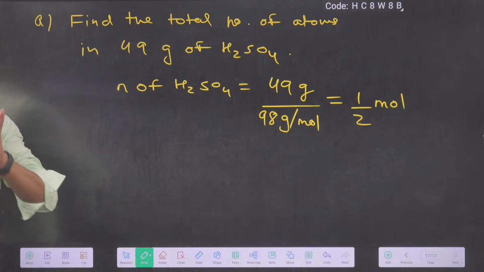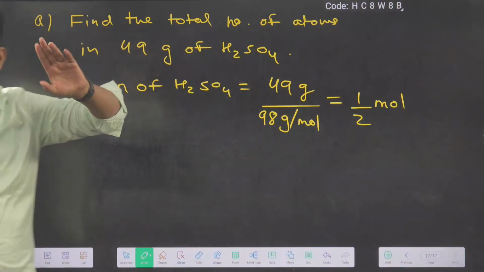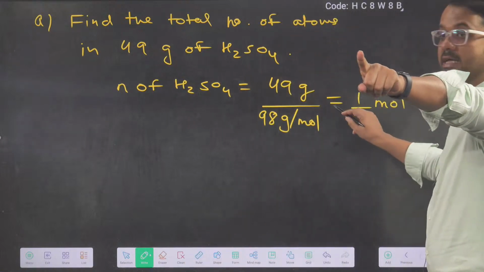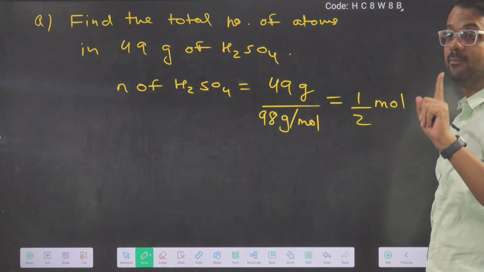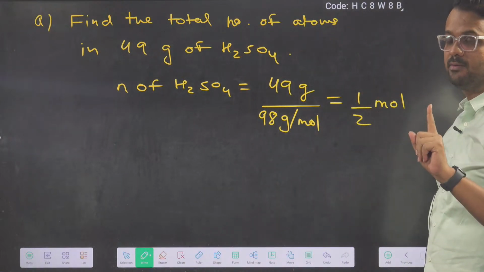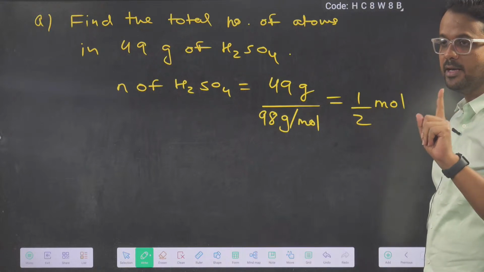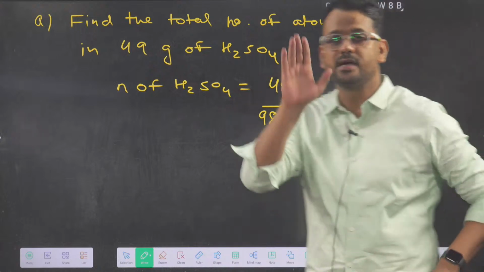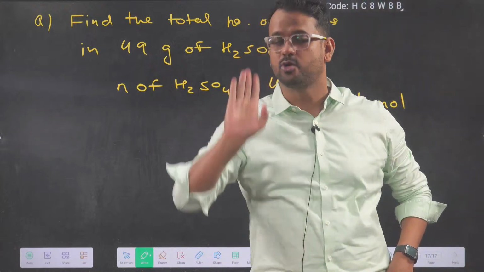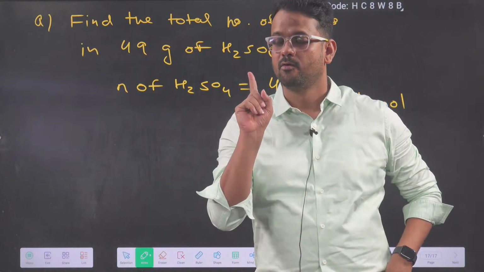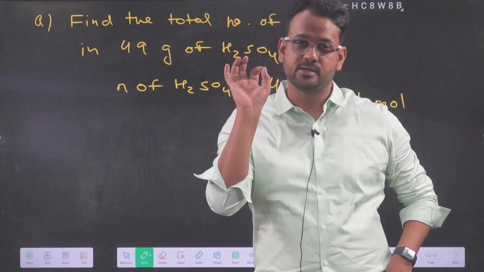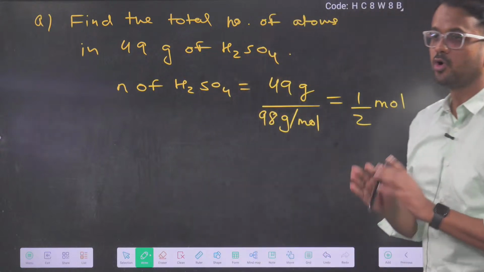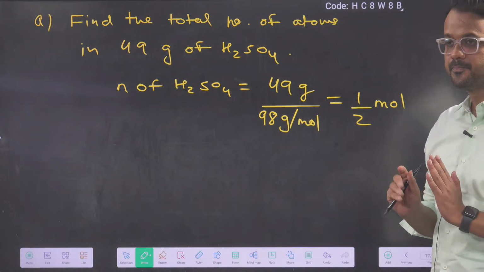Now listen to me carefully. So 49 gram of sulfuric acid is half mole of sulfuric acid. Is this okay or not? Beta, always do given mass by molar mass, not molar mass by given mass. 49 gram of sulfuric acid is half mole of sulfuric acid. Is this understood, everyone?